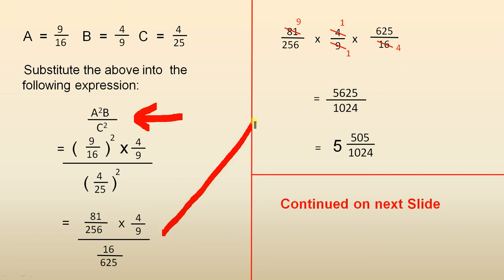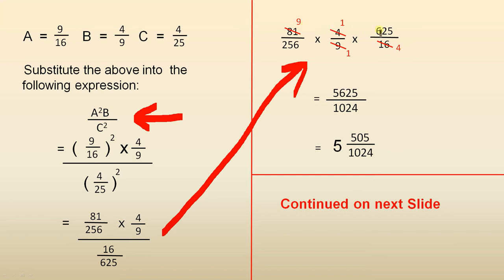So from here to here, all we do is invert this fraction and multiply, because when you divide by a fraction, you turn it upside down. That is, you find the reciprocal of it and you multiply. So that's what we've done here. Now we've just done some cancelling here. 9 into 9 goes once. 9 into 81 goes 9. 4 into 4 goes once. 4 into 16 goes 4.